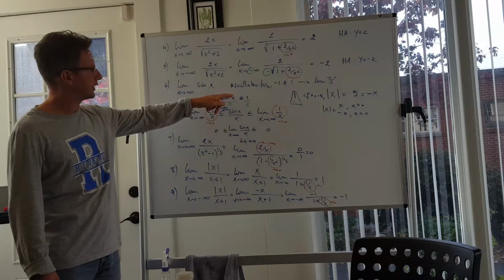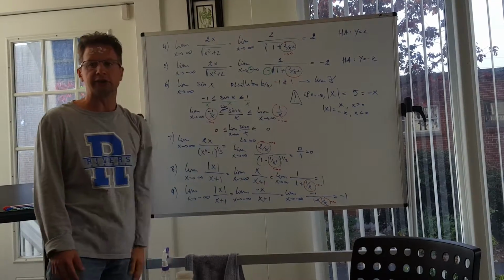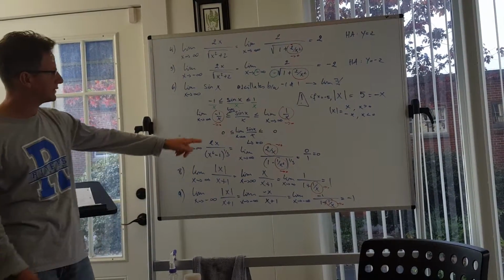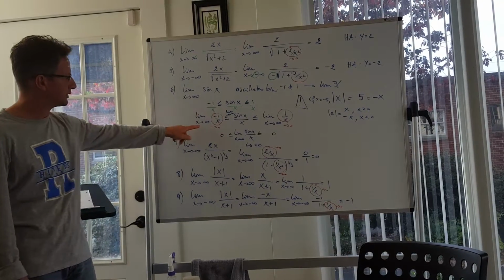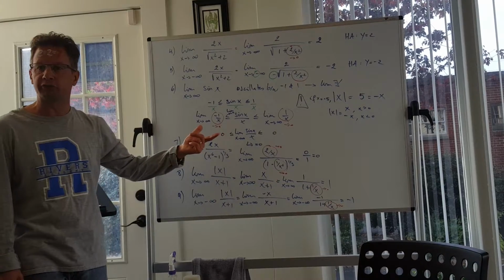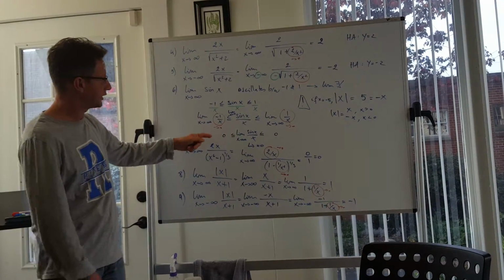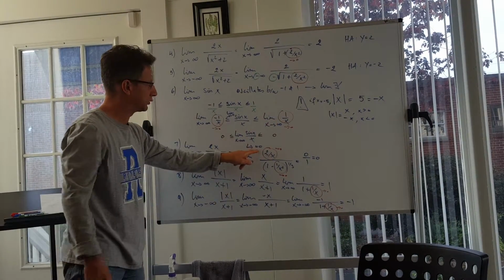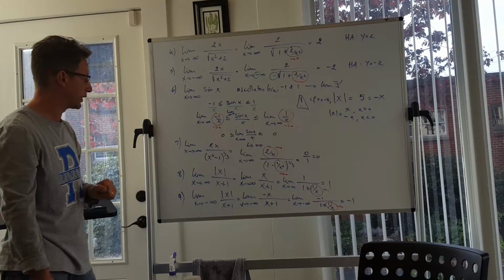Sine of x, it oscillates between two numbers. Remember, the limit does not exist. A review from the past that we memorized. What's the limit as x approaches infinity of sine x over x? We use a little friend from the past, the squeeze theorem, to prove that that would be equal to 0. That's one of the things we memorized in the past.